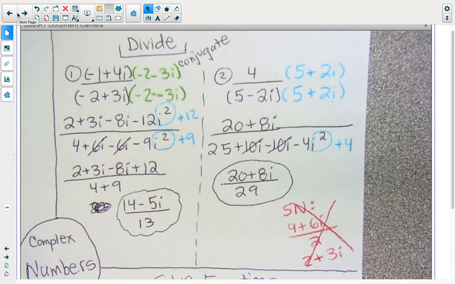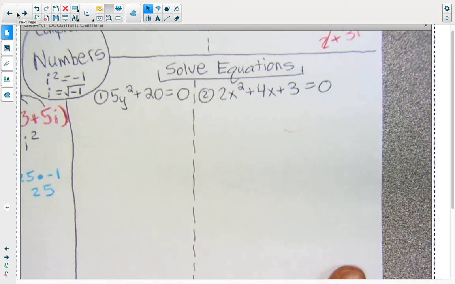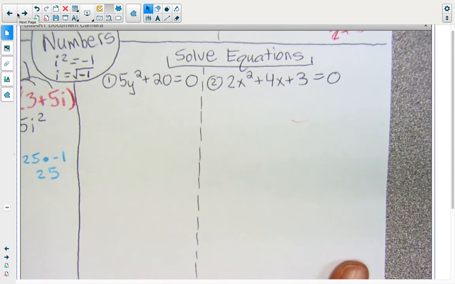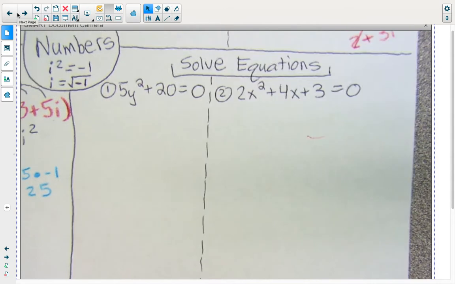All right, so we've added, we've subtracted, we've multiplied, we've divided. The very last thing that we're going to do is just use i in an equation. So up until this point, if we had an imaginary part of our problem, we would stop and say no real solution, or we just say no solution. But now we can keep going and we can get the imaginary part of our problem. So I got two equations here that we'll take a look at.